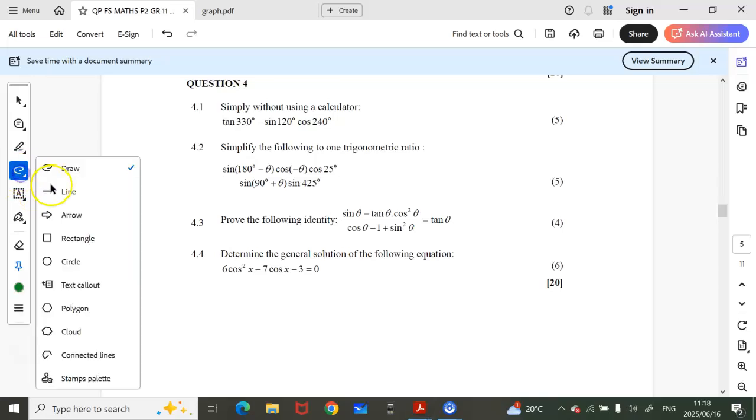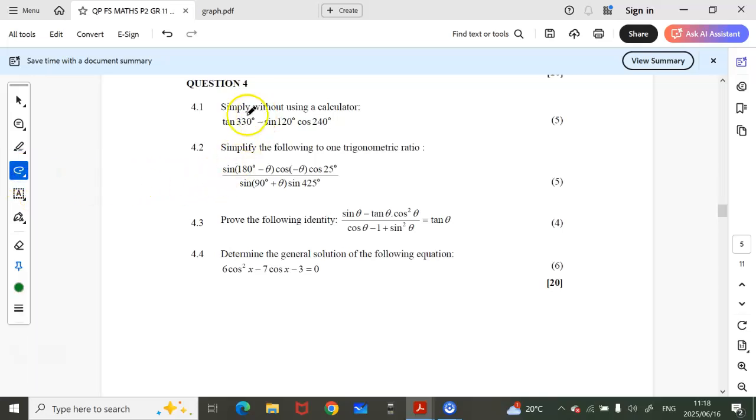Here we are going to use reduction formulas and also special angles. When we talk about special angles, we are talking about 30 degrees, 45 degrees, and 60 degrees. These are the angles that we are using. So 330, for example, it must show one of these angles if possible, if we are doing our reduction correctly.